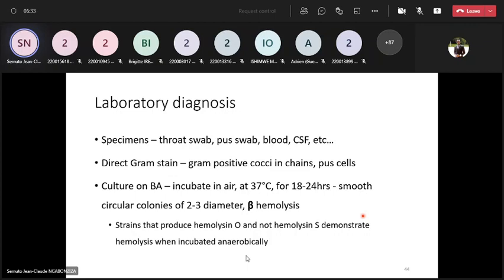As laboratory diagnosis, the specimen may be a throat swab, pus swab, or blood, depending on the infected site in the body. You can do Gram staining, direct blood Gram staining, and this will show gram-positive cocci in chains, as you have seen. We have pus cells. We have culture on blood agar. You can incubate this at 37 degrees for 24 hours, and you have colonies which are beta hemolytic.